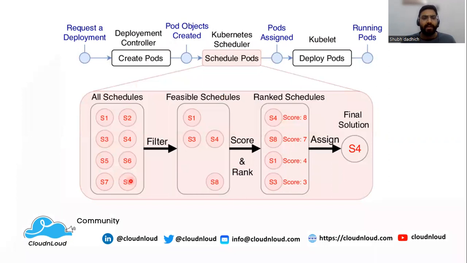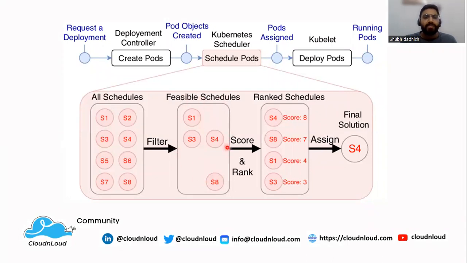So here we have a diagram. Let's say we have requested a deployment. The deployment controller will create the pods and the pod object is created. Then the scheduler comes into the picture. It will schedule the pods on the respective nodes. So here we have all the nodes, and then we are applying the filter. It could be anything like node selectors, node affinity, anti-affinity, taints and tolerations. And after considering that, we have some feasible nodes.